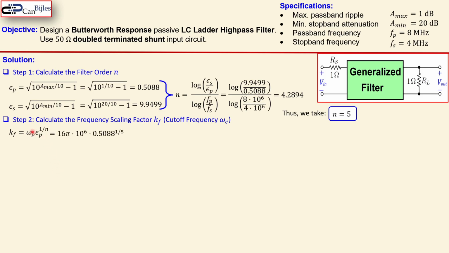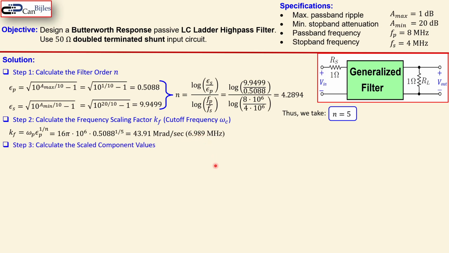Now we know that omega p is 2 pi times Fp, so it is 2 pi times 8 million hertz, or 8 megahertz. So that's why we have here 16 pi times 10 to the power 6 times our epsilon to the power 1 over 5. Now when you calculate this, you get 43.91 megaradians per second, which is approximately, in hertz, 6.989 megahertz.